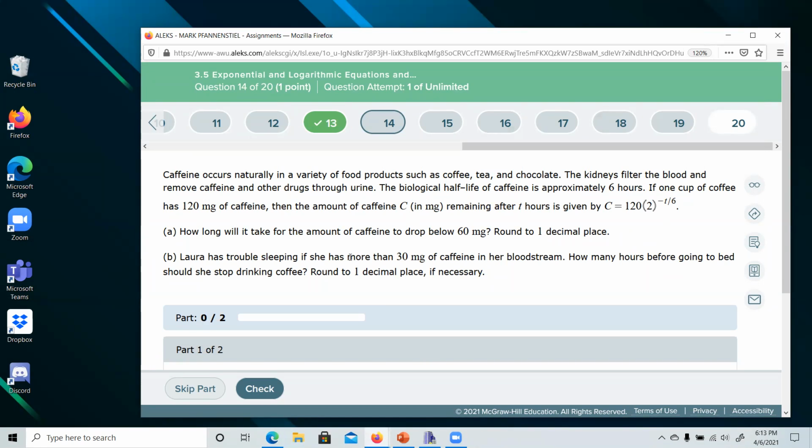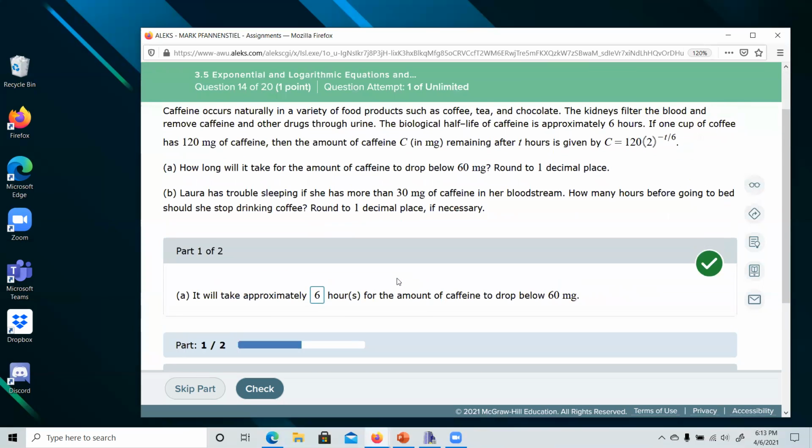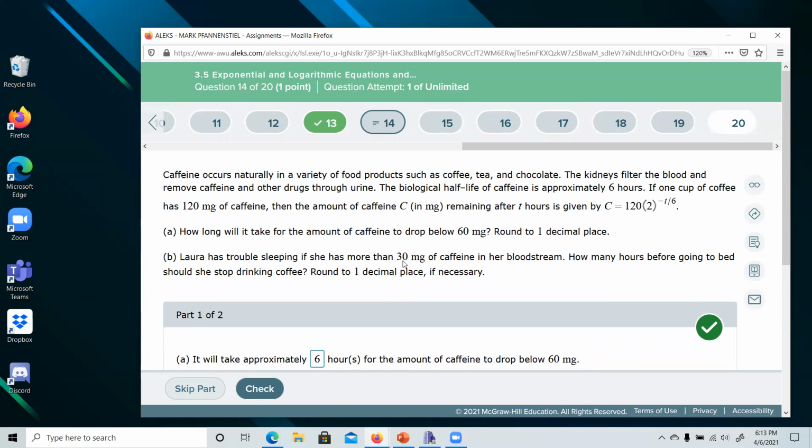Okay, so 6 hours, decimal place. So Laura has trouble sleeping if she has more than 30 milligrams of caffeine in her bloodstream. Seems oddly specific. How many hours before going to bed should she stop drinking coffee? Round to 1 decimal place.